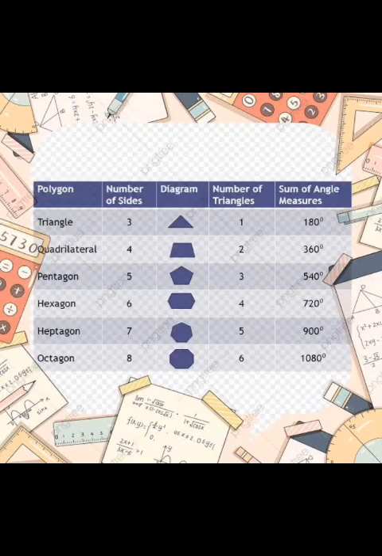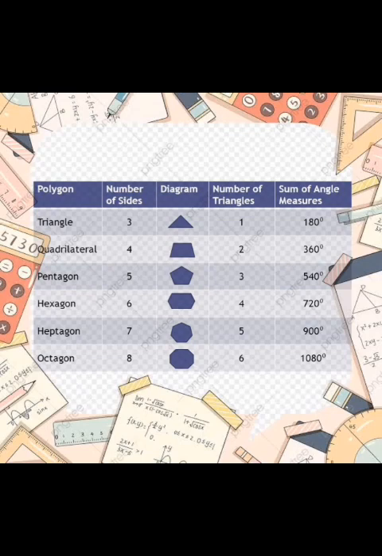And now we have a triangle, which has 3 sides, and one triangle has the sum of angle measures 180 degrees. A quadrilateral, which has 4 sides and 2 triangles, has a sum of angle measures of 360 degrees. A pentagon, which has 5 sides and 3 triangles, has the sum of angle measures 540 degrees.